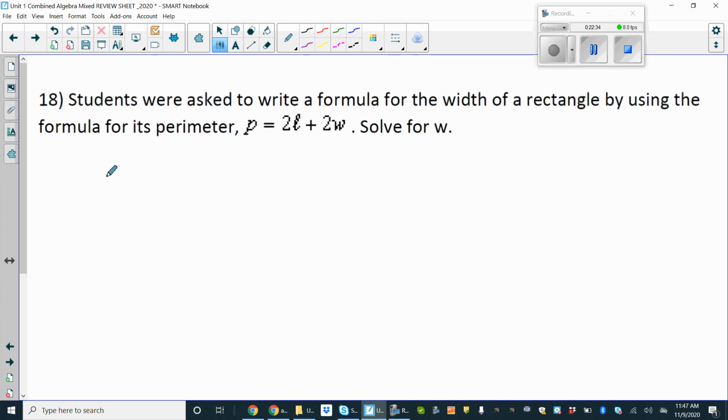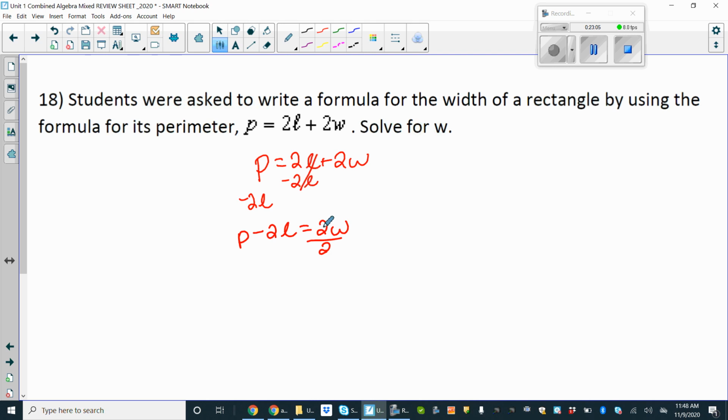18. Students were asked to write a formula for the width of a rectangle by using the formula for its perimeter. P equals 2L plus 2W. Solve for W. So we have the equation P equals 2L plus 2W. The W is attached to this 2, so we need to move this whole term away. We're not breaking up the 2L, you're just moving it over. So you have to subtract 2L from both sides, and you're left with P minus 2L equals 2W.